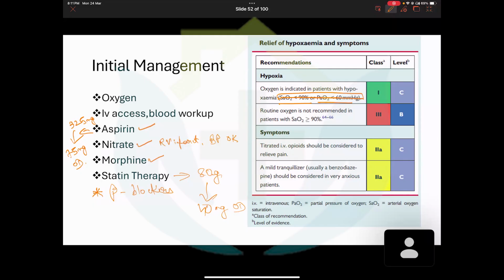If there is persistent pain, what to do in the ICU, and what is there in the guideline, is an IV calcium channel blocker, nicardipine. That can also be used. It is very good. It works very well. Because if the aspirin, nitrate, and morphine you have given have not worked and the patient is still complaining of pain, you can use this.